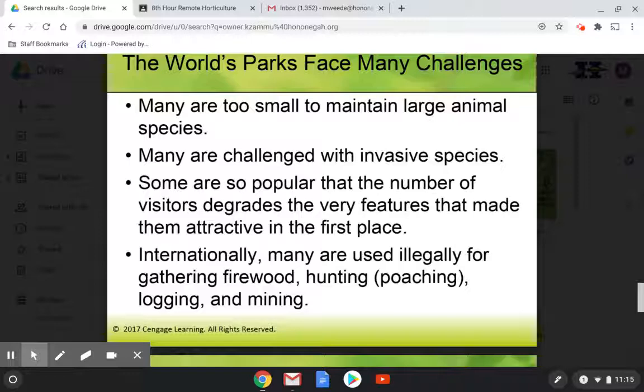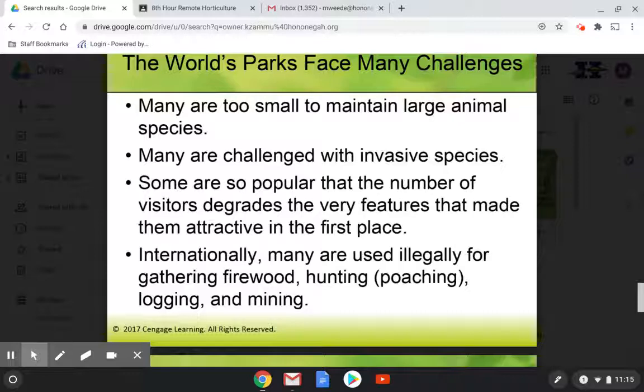What you're going to see is that some parks are so popular that the number of visitors is going to degrade the very features that make them attractive. So what humans bring might be pollution. They might litter. They might trample different areas. Instead of it being all natural, those humans are going to change that area, and it might not be for the better. And then internationally, there's going to be a lot of illegal gathering of firewood, a lot of hunting or poaching, logging, mining.